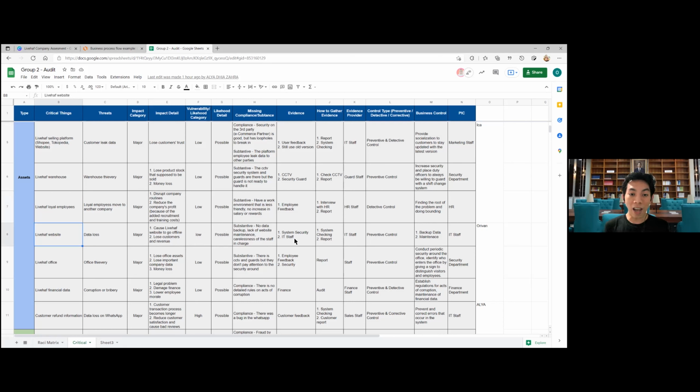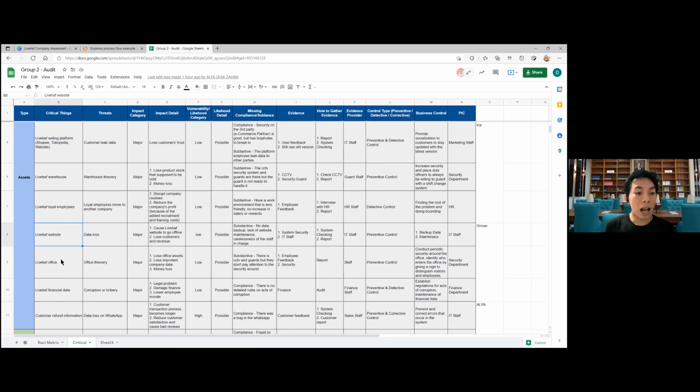There are two pieces of evidence. The first is system security, and the second is IT staff. To gather evidence, the first is system checking, and the second is a report. The evidence provider is IT staff. For the control type, we want preventive control, and the business control is, first, backing up data to make sure the data is not lost, and always maintaining the data. The PIC is IT staff.